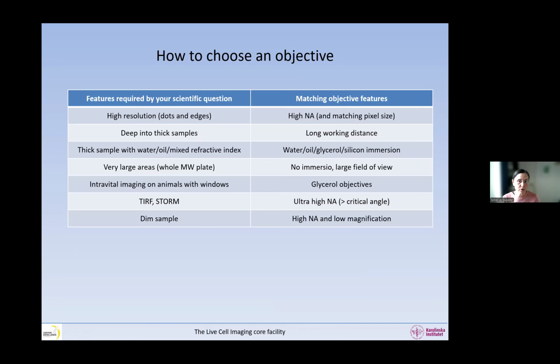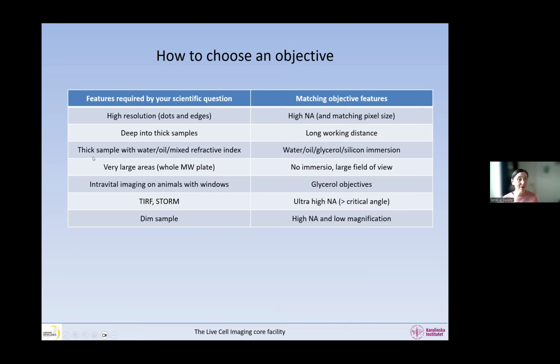So how do we choose an objective? If we need a high resolution, so we are imaging dots and edges for our scientific questions, we need a high numerical aperture, and clearly we need a matching pixel size. We will talk about this next week. So a high numerical aperture objective. If we want to go deep into thick samples, we need a long working distance.